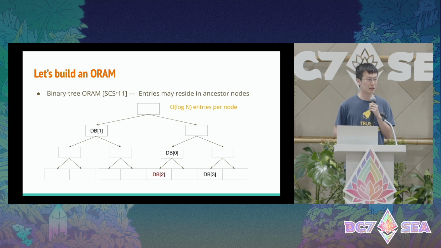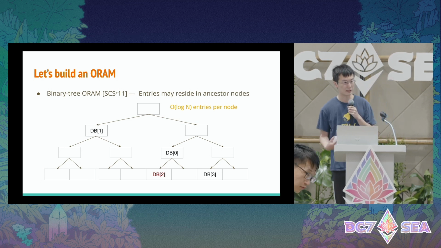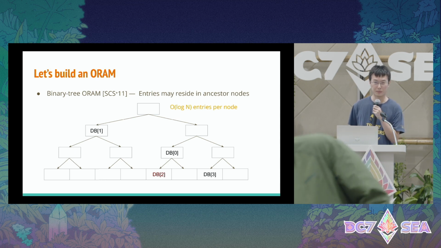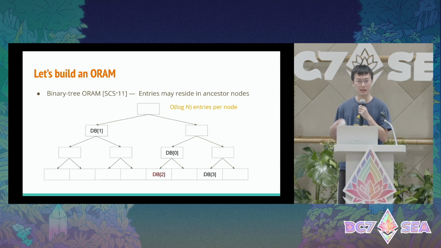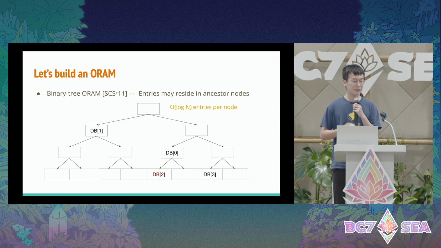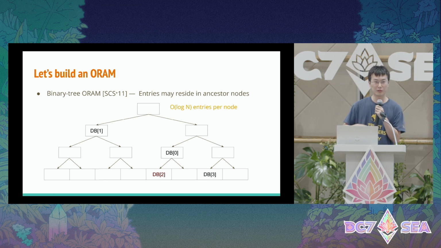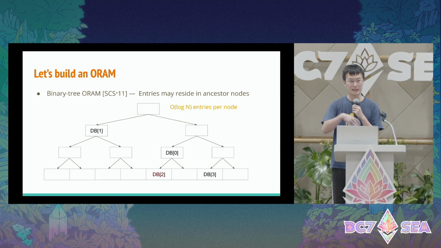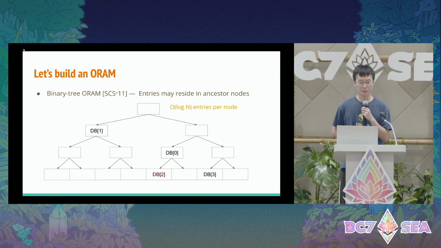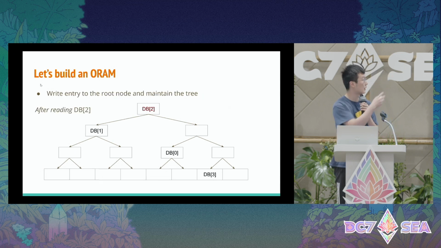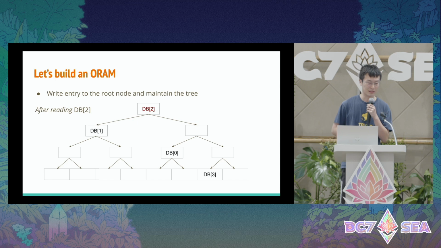To make this idea work, we change the structure of the database from a vector into a tree. Each entry is assigned a random leaf node in this tree, but it is allowed to stay anywhere on the path between the leaf and the root node. After we access an entry, we move it to a random new location. But instead of directly moving there, we first put it in the root node. This is like a central bus station. This way, the attacker does not know where we want to go next, right?